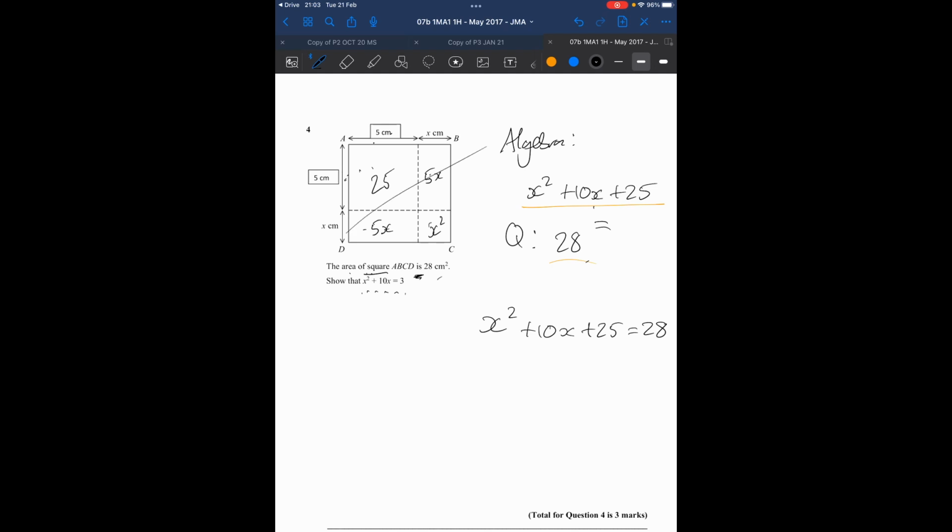Now, I've taken this into account. Is there anything going on here that will give me a clue for what to do? x squared, that looks like what I've got. 10x, that looks like what I've got. This is a little bit different. How could you get that 3? Well, I take away 25 from both sides. So, to make it really, really clear, I would just do something like this. So x squared plus 10x equals 3.